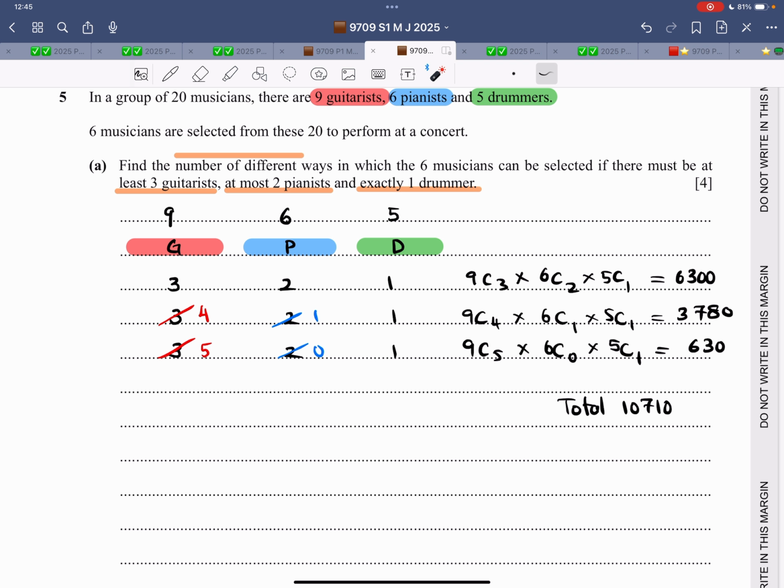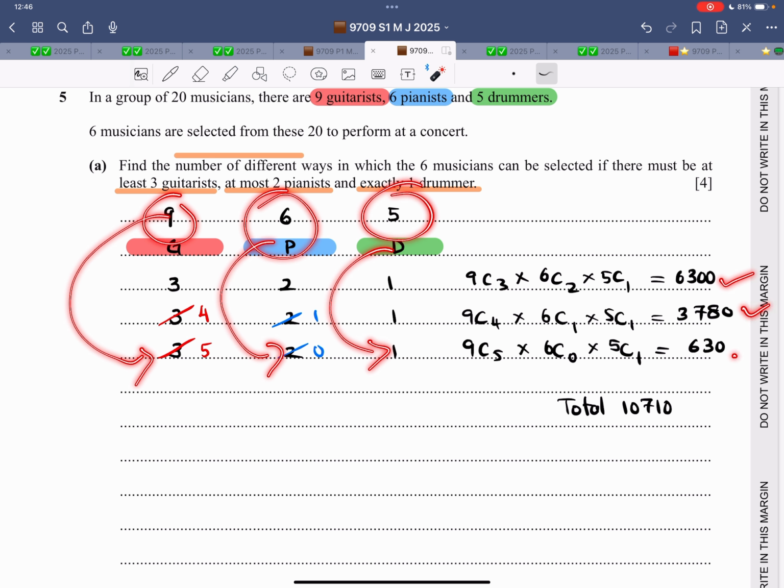At least 3 guitarists, it could be 3 guitarists and 2 pianists. It fulfills this condition. I can increase it to 4. I can decrease it to 1. I can increase it to 5. I can decrease it to 0. So at most 2 means 0, 1, 2. At least 3 means 3, 4, 5. So 9C3, 6C2, 5C1. And then 9C4, 6C1, 5C1. And then 9C5, 6C0, 5C1. You get all these values.